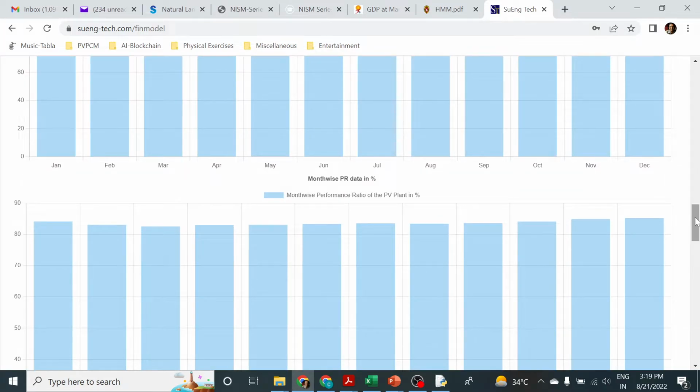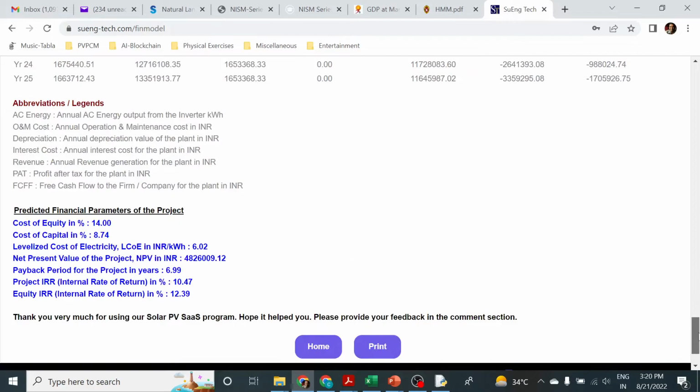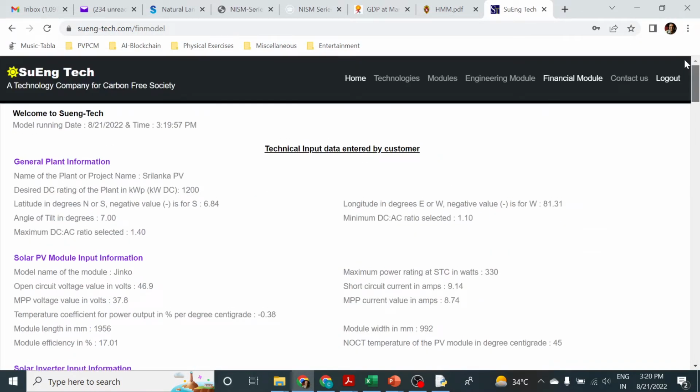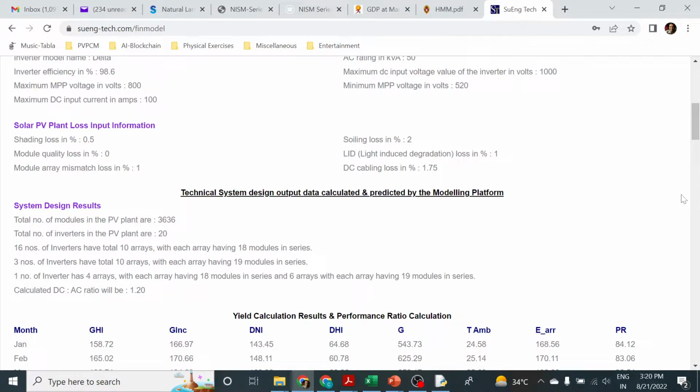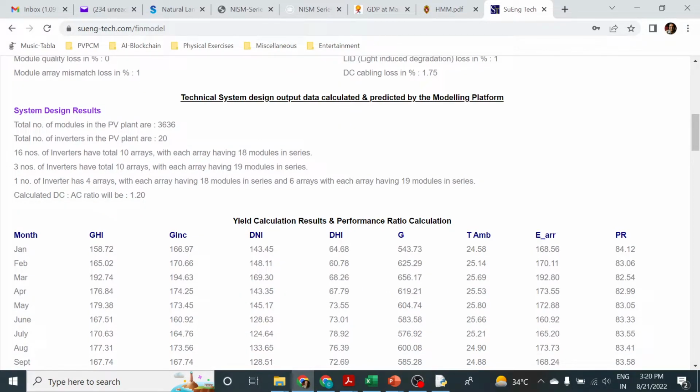and the software calculates its results, and it has given, you see, financial result as well as technical result. So at the top the model running date and time, then all the general plant information that we had entered, then module related input data that we had entered, then solar inverter related data that we had entered, and then loss related data that we had entered, and now this is the output that is calculated by the software. So total number of modules required would be 3636. Total number of inverters of 50 kVA rating required are 20 numbers.